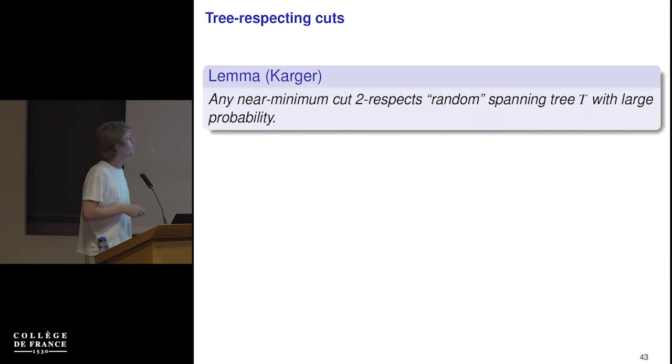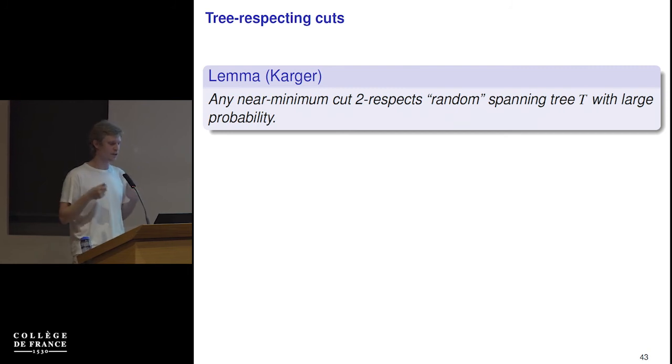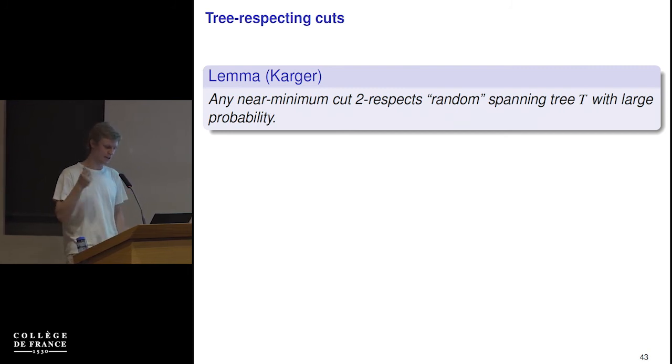But this is only interesting because of the following lemma, which Karger showed. Namely, if you take an appropriately random spanning tree T, and by appropriately random, you have this concept of random spanning trees.